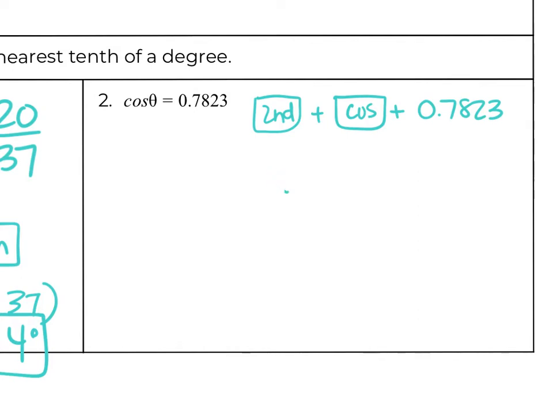Oh, and they didn't say x this time, they did say theta, but either way, really. All right. Did we get a number that an angle could be? 38.5. Good.